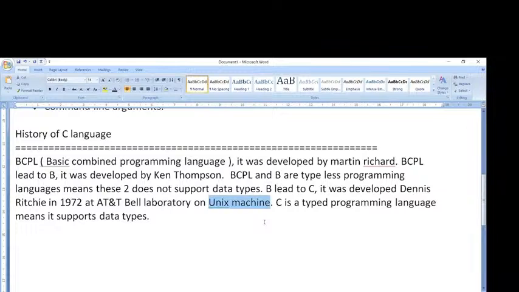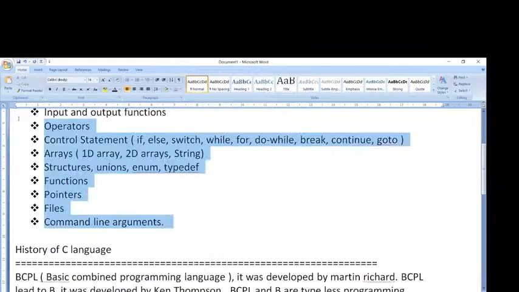Yes, sir. Thank you. And what about the above points? I think I can see some points above. It is the syllabus. Oh, okay. You need to write from here only. Okay. Thank you.